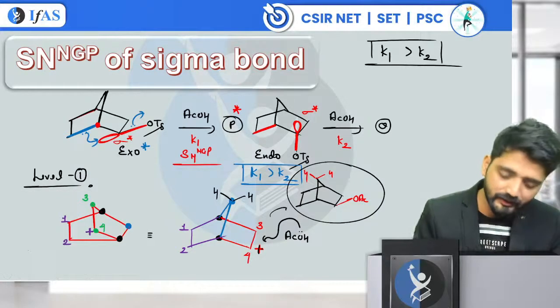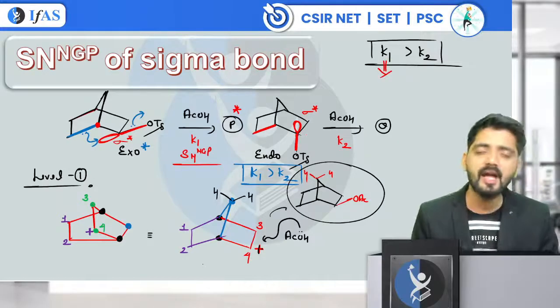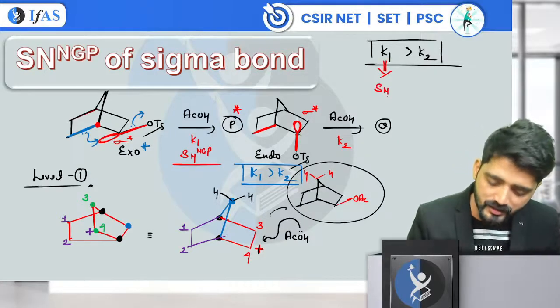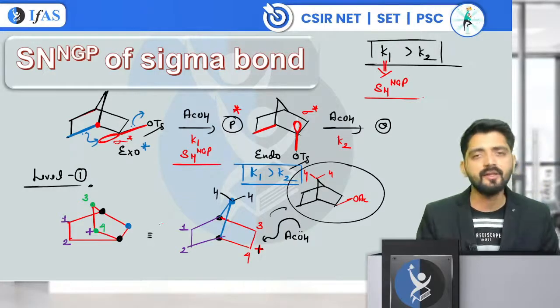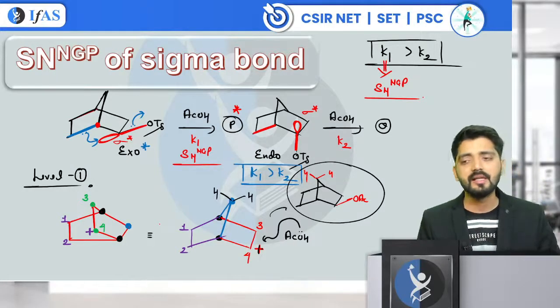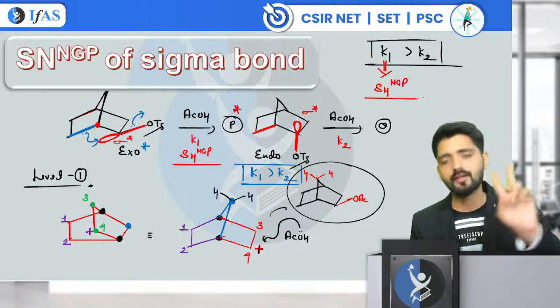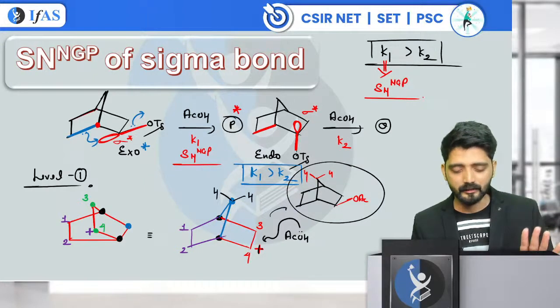Why? Because in the case of the K1 reaction, we have observed sigma bond NGP. The NGP mechanism is taking place, that's why the rate is going to be faster. This concept will be asked for 2 marks only, if they want to ask you this.